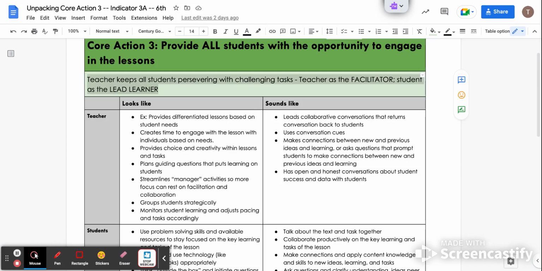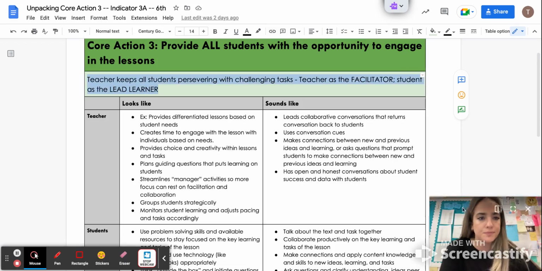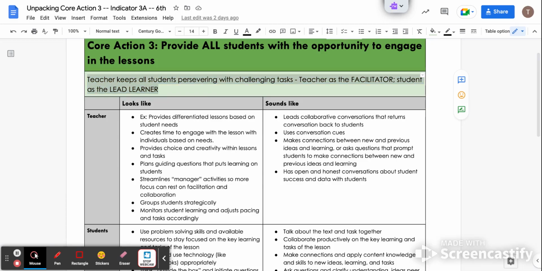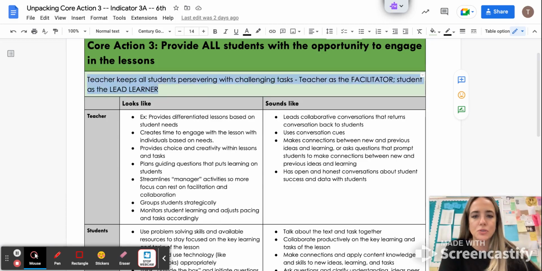The lesson narratives are extremely helpful because, let me make sure I'm still recording or on the right tab for y'all. The lesson narratives are extremely helpful because they allow us to take a deeper look at what the lesson calls for from the teacher. In the lesson narrative, it highlights those teacher moves where you are facilitating the learning experience for students and students are the lead learners. So it really supports us as teachers being able to make sure that Core Action 3A is living and breathing in our room.